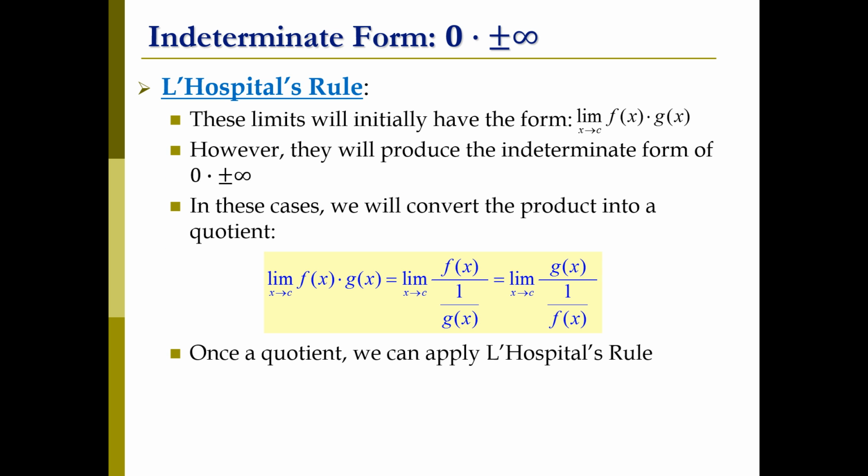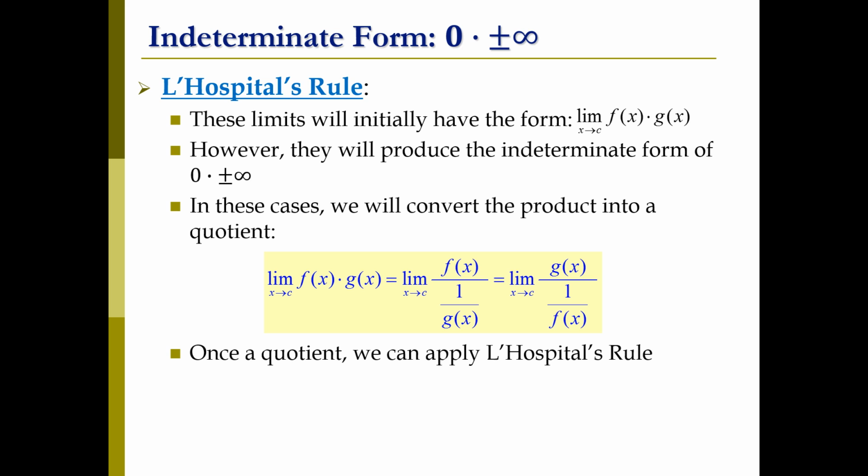L'Hopital's rule tells us that we could also apply L'Hopital's rule to other indeterminate forms, specifically 0 times positive or negative infinity. These limits will initially have the form of the limit as x approaches some value c of f of x times g of x. However, they're going to produce an indeterminate form of 0 times positive or negative infinity. In these cases, we're going to have to convert the product into a quotient.